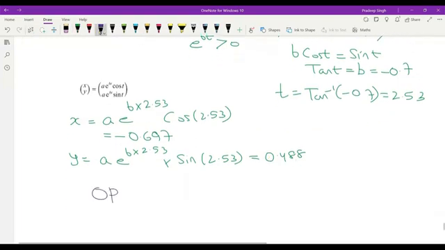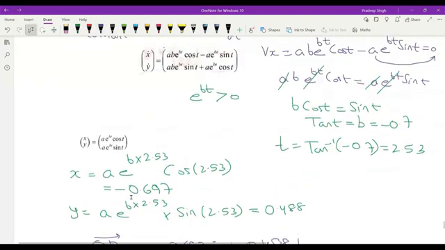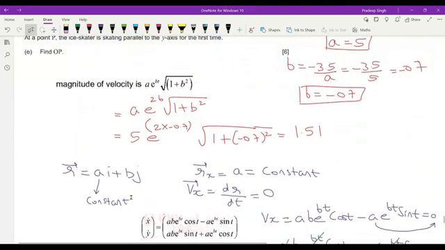Let's write down the position vector now. So we'll get the OP vector equal to minus 0.697i plus 0.488j. Let's go back to the question to find out what we were supposed to find.